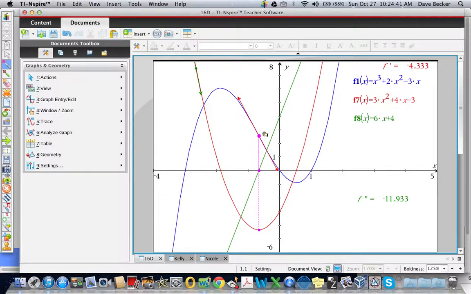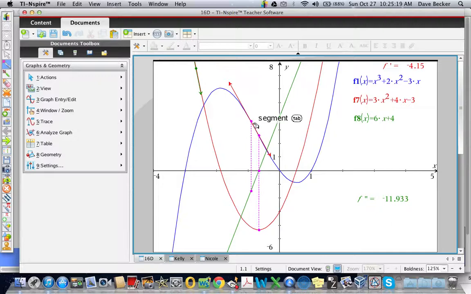Okay, so I'm going to leave it right at the point of inflection there. And let's look a little further. I want you to ignore the first derivative here for a second, and let's take a look at the second derivative. The second derivative is the green line there. And notice right here, the graph is below the x-axis, which means its value is negative. And right here, and to the right of this point, it's above the x-axis, or it is positive.